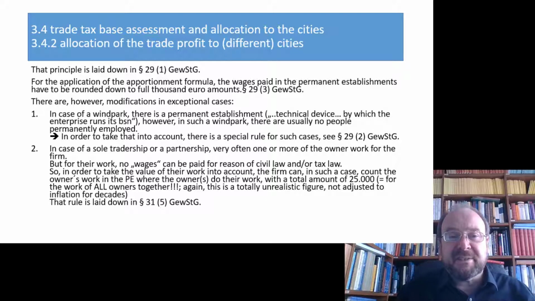Imagine an extreme example, then you see that this can't be correct. Imagine you have a small enterprise, you are a sole trader, and you have a very small kiosk or cabin where you sell newspapers at the train station. Let's say 10 square meters where you stand all over the day.